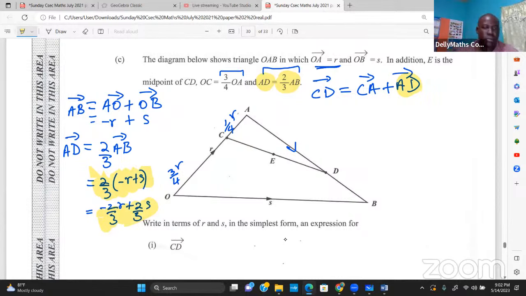So now, let us use it. Now we have AD. Watch this. Come back here. CA is quarter R. AD is negative 2/3 R plus 2 over 3 S. Take a look at it. No stress, right? When you get these type of vectors, you are actually doing algebra. The vector knowledge will help you to put things together, but it's algebra you're actually doing.